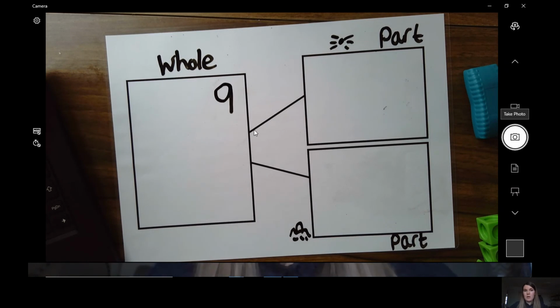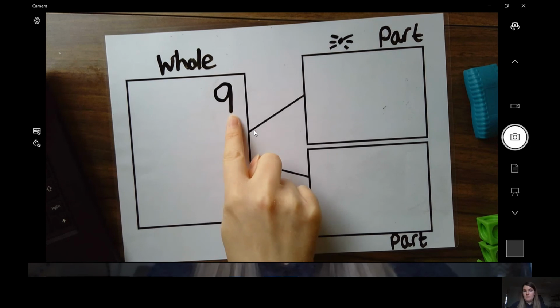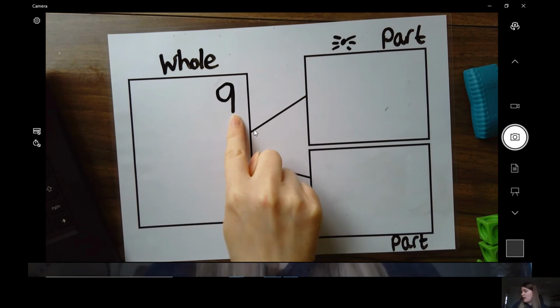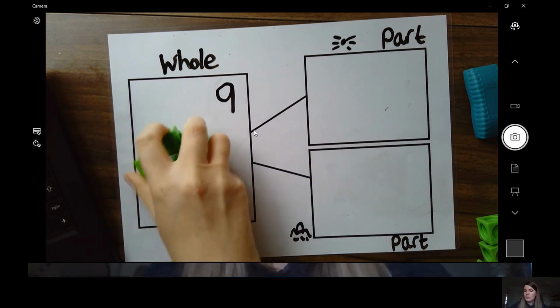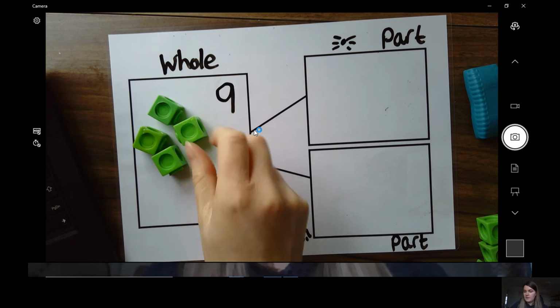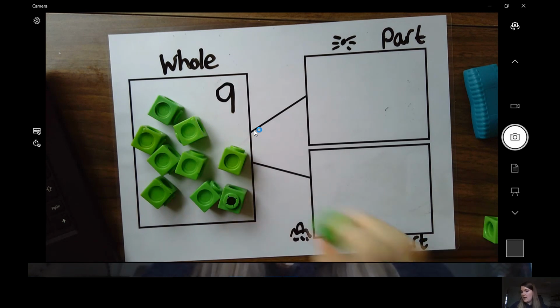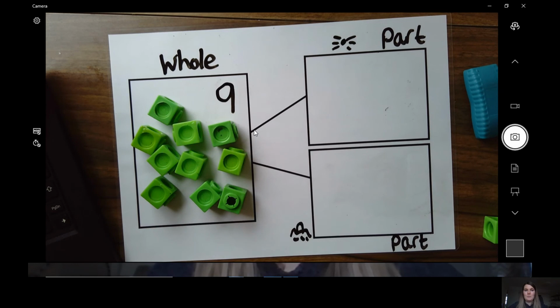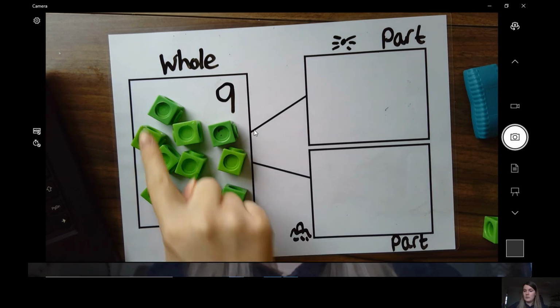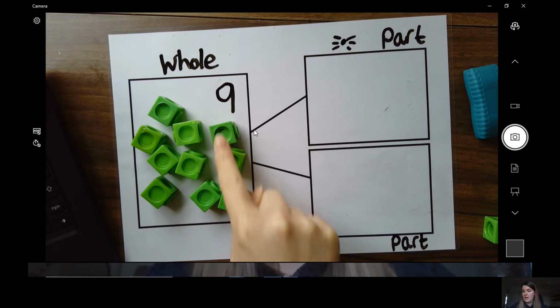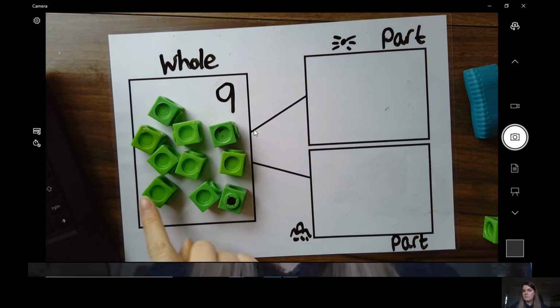Find my whole number. What is my whole number? 9. So how many am I getting? 9. Okay, let's get 9. 1, 2, 3, 4, 5, 6, 7, 8, 9. Perfect. Double check my counting. Okay, 1, 2, 3, 4, 5, 6, 7, 8, 9. You were right to tell me to double check. Okay, I found my whole. What do I need to do now?